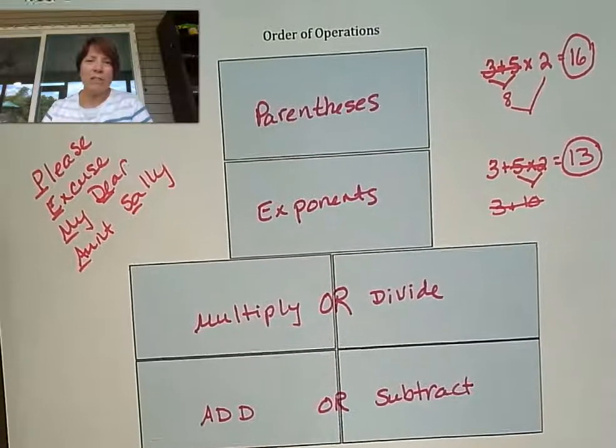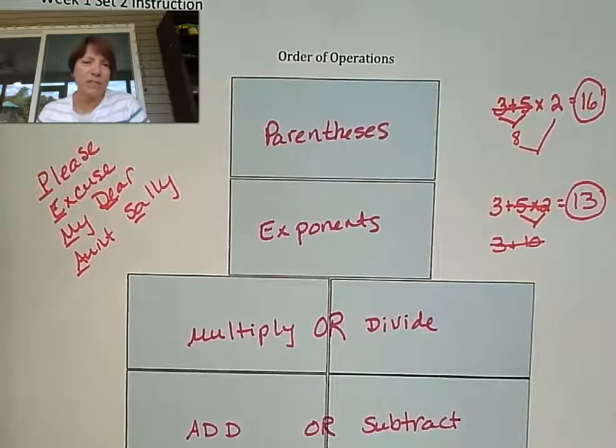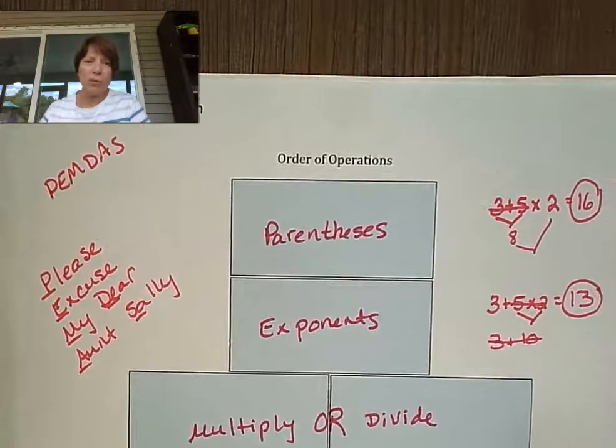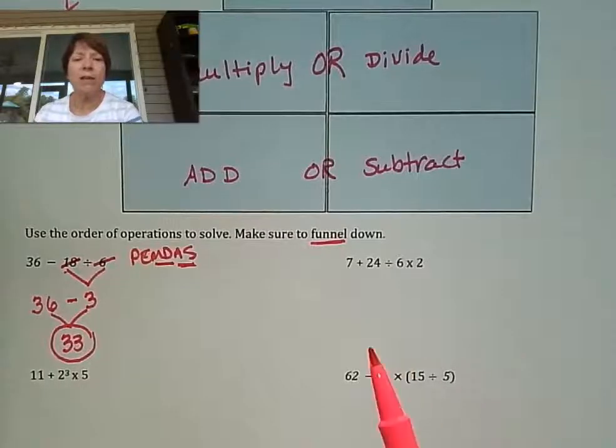So, some clever ways to remember these orders. We could remember the phrase, please excuse my dear Aunt Sally. The P in the please is parentheses, the E in the excuse is exponents, and so on. Or it might be easier just for you to remember the word PEMDAS to help you remember this order of operations, PEMDAS.